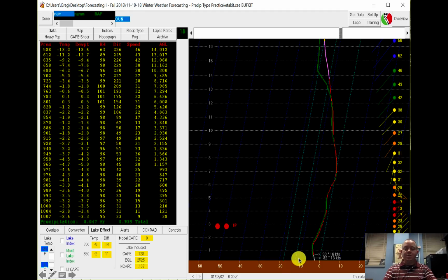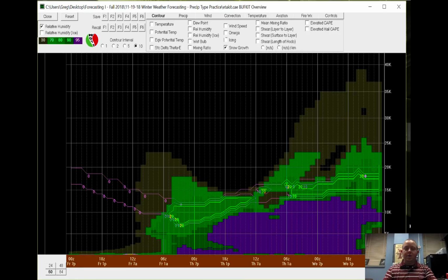So the first thing you do is you go up the minus 10 degree line here, and you look and see if it's saturated. And it does look saturated, but always double check it on an overview, all right? Always look at it, pull up the snow growth region, and make sure it's saturated. So we're looking at 6C on Thursday, all right? And I already have the image up. So here is overview. You would click on relative humidity, and then you would go under contour and click on snow growth, right?